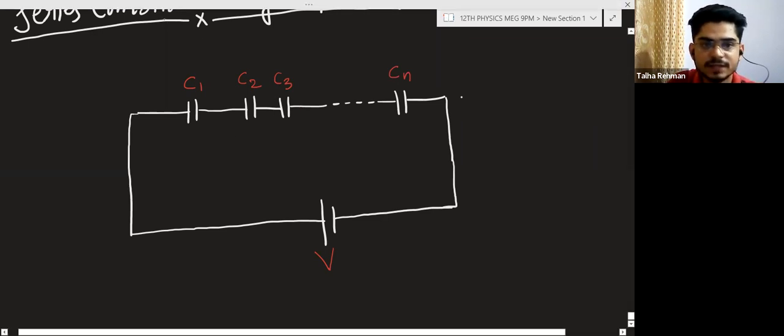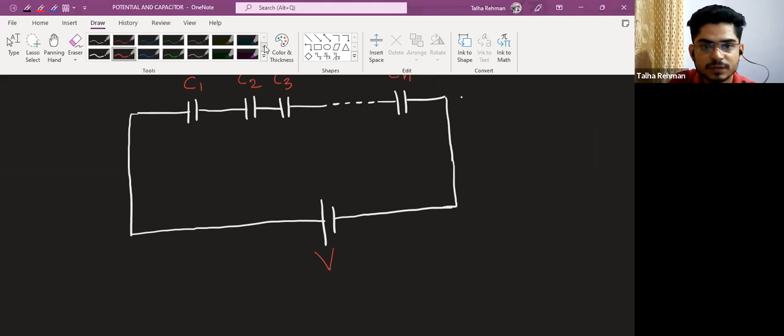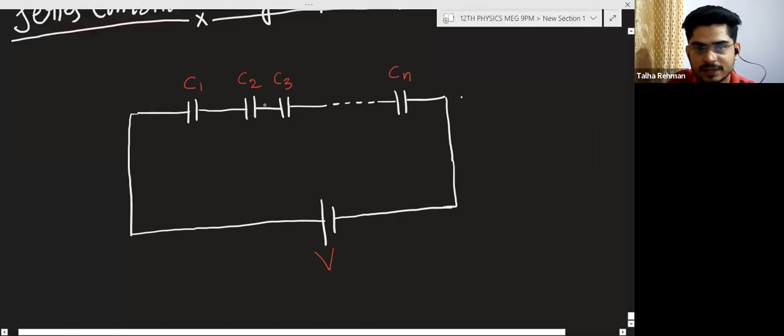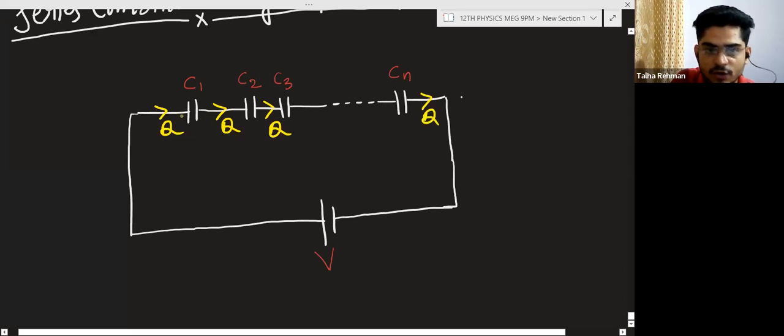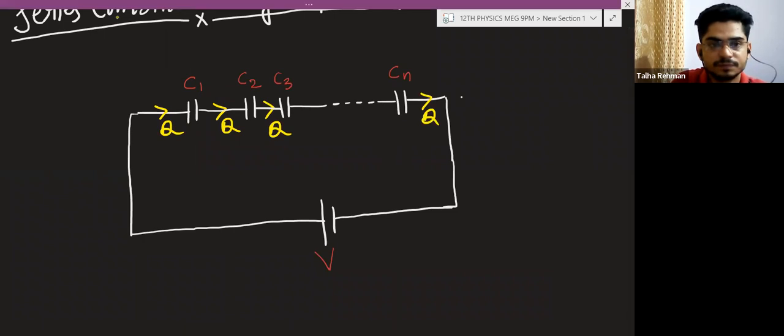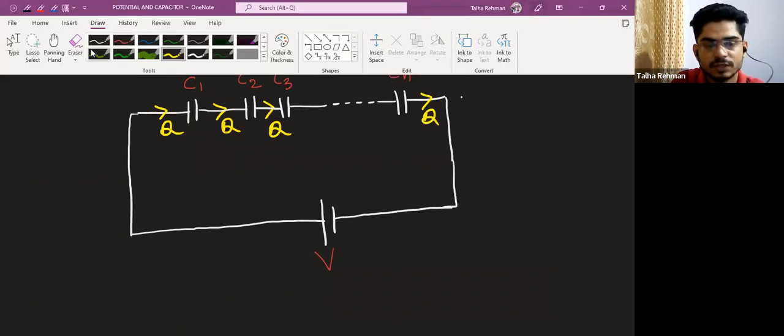And why are they in series? Because you can see here the wire is the same. There is no branching. So the charge is the same. Across each capacitor, the charge will be the same.